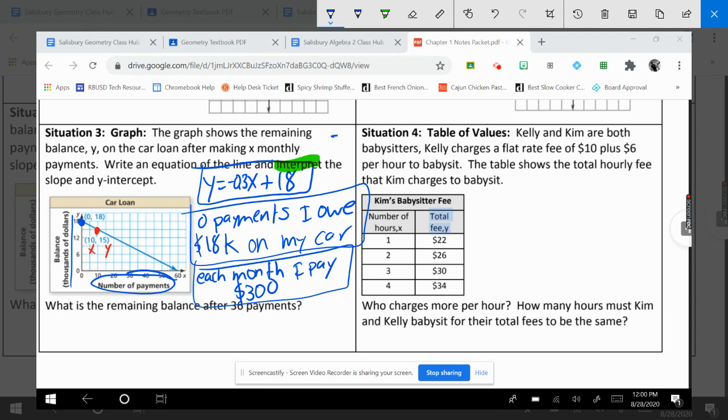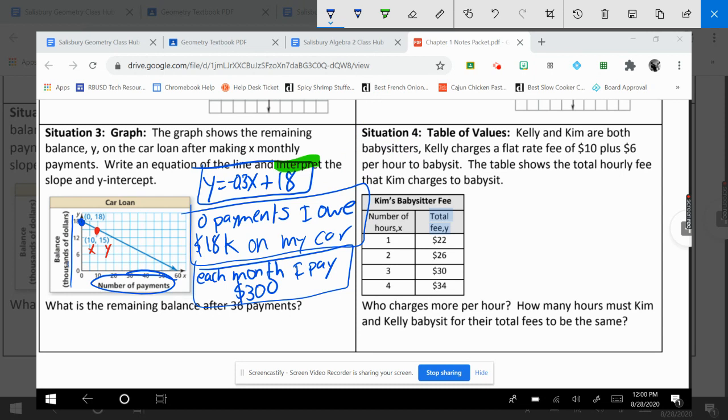That's why I actually like to leave it as negative 3 over 10, because if you do that, you're saying every 10 months I'm paying. Remember, this is change of y over change of x. So my change of x is 10. So after every 10 months, I am paying off $3,000. So there's multiple ways that you can interpret this.